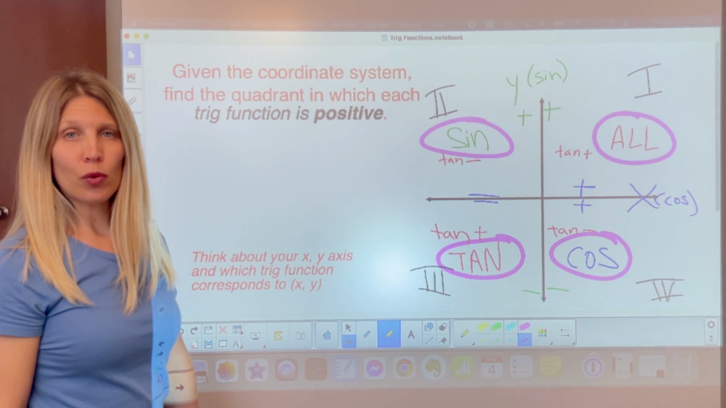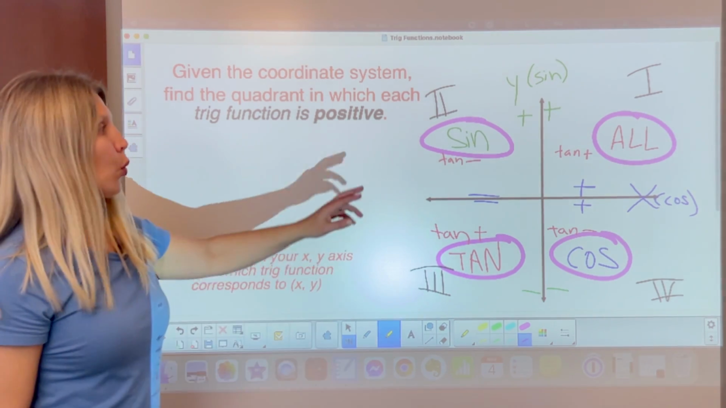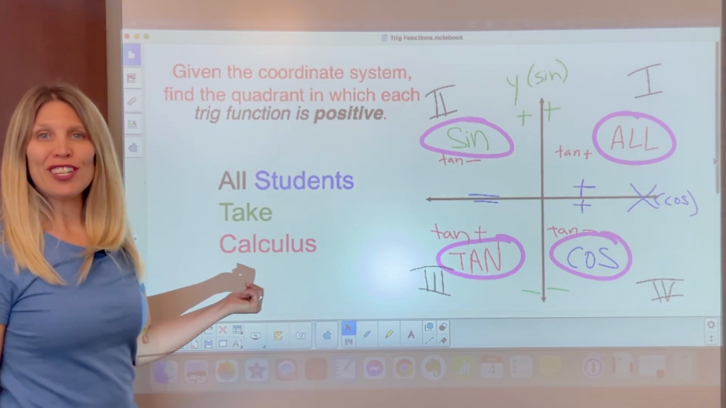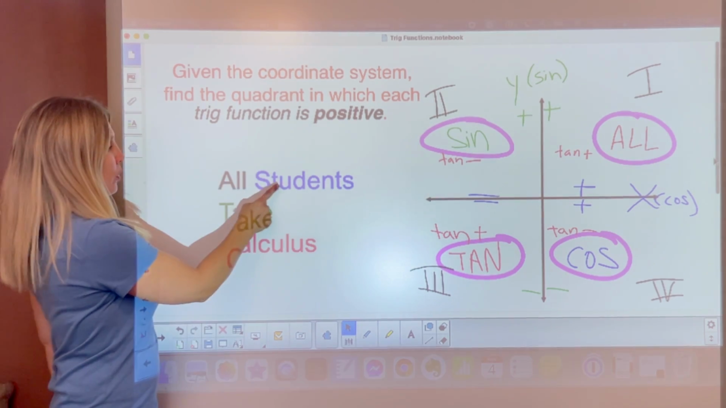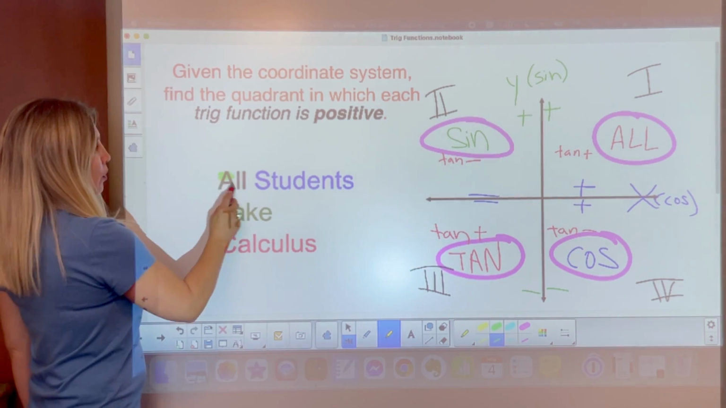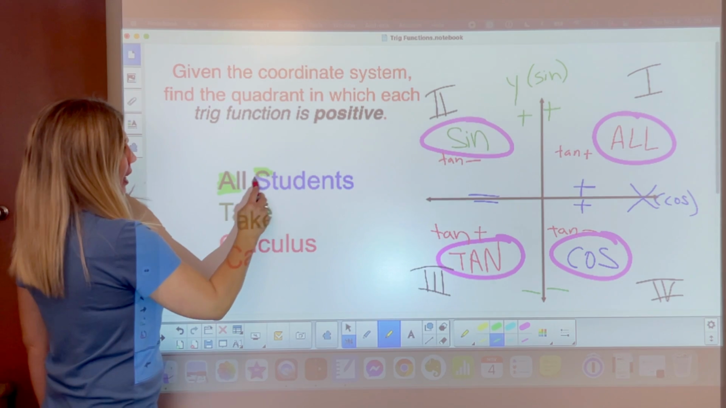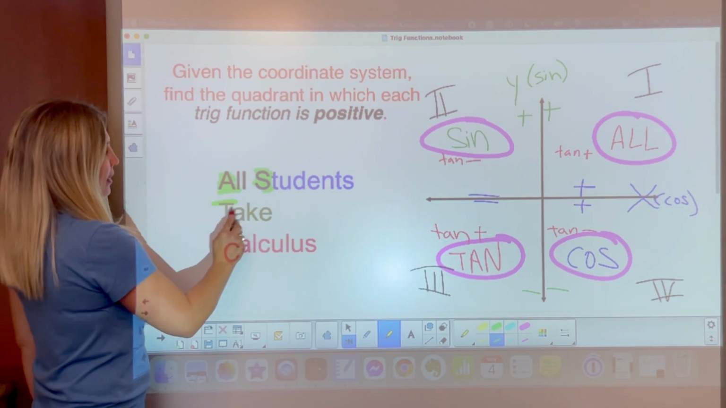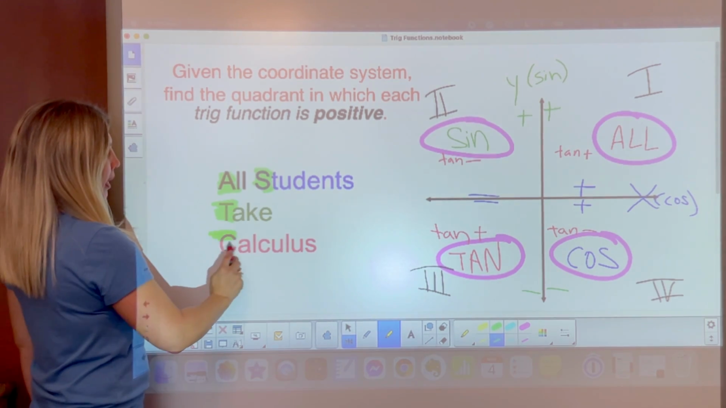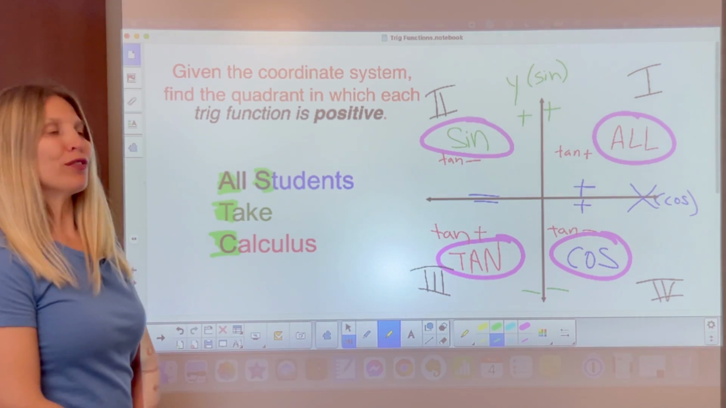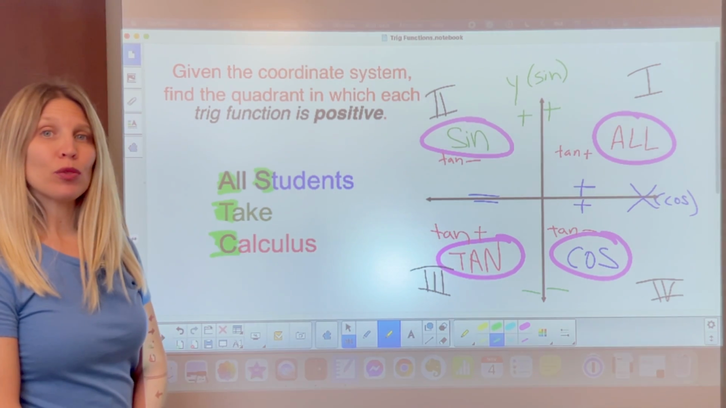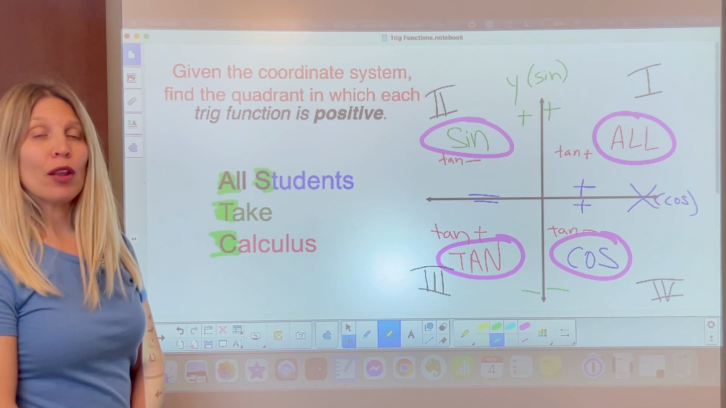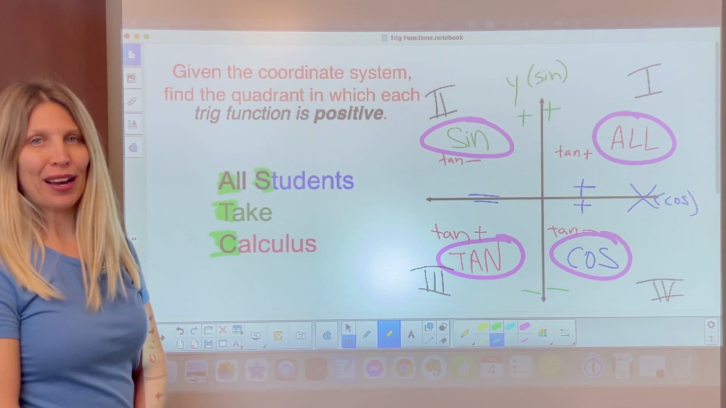You want an easy way to remember this? We're going to come up with an acronym. Here's an easy way to remember. All students take calculus. All of them in quadrant 1, sine in quadrant 2, tangent in quadrant 3, and cosine in quadrant 4. So that's an easy way to remember which quadrant and which trig functions will be positive.